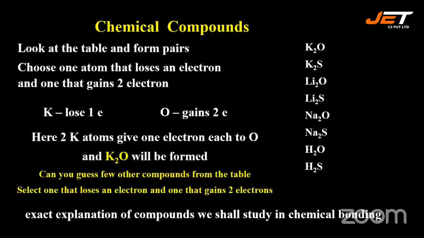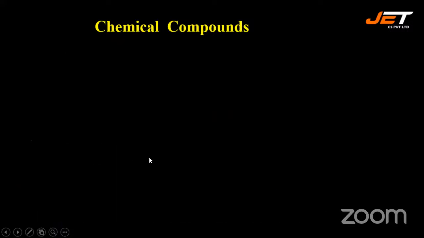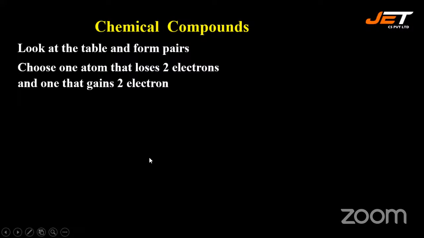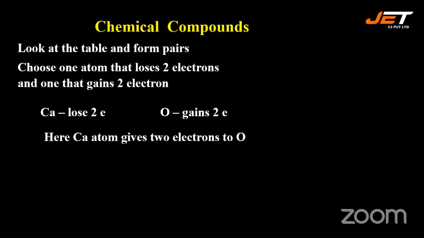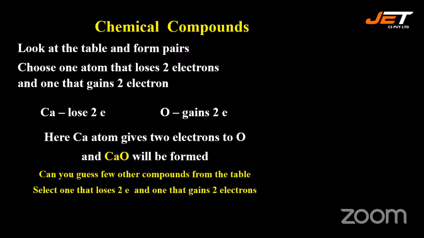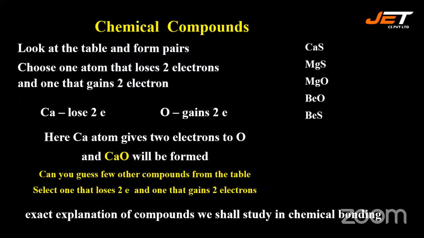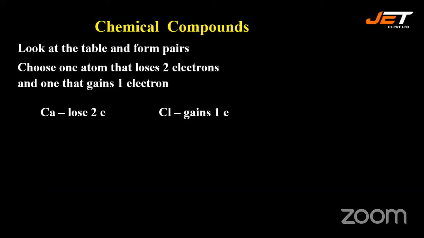And here what was happening? Two potassium were required, so we write two potassium, and oxygen is one required. So K2O1 you can write, but we don't write one. So calcium, oxygen: CaO. Other examples are CaS, MgS, MgO, BeO, BeS. These examples you have to remember. The more you remember, the more it will benefit you during the exams.